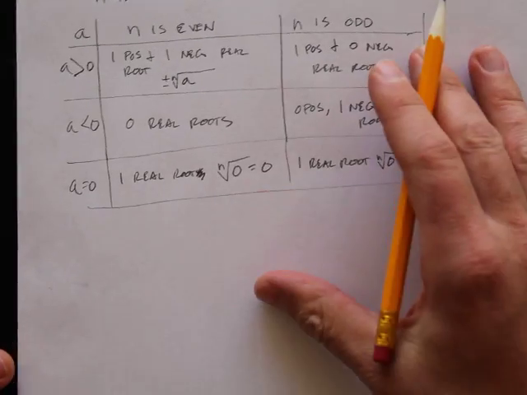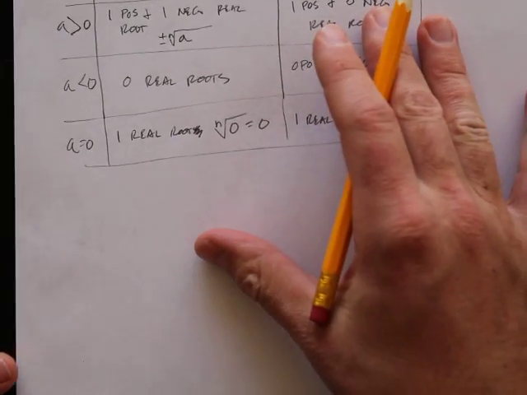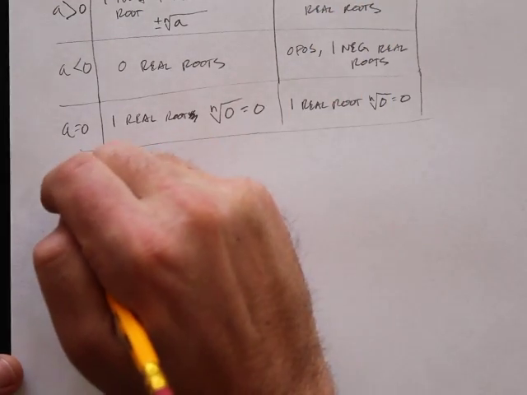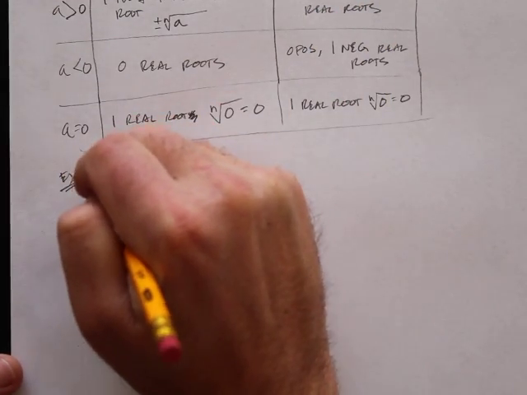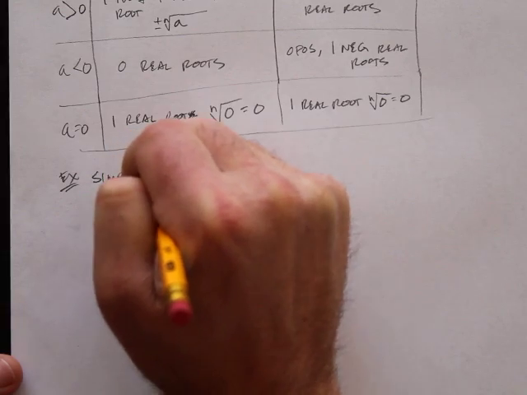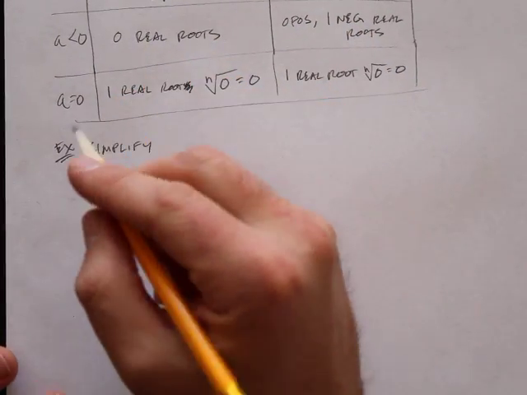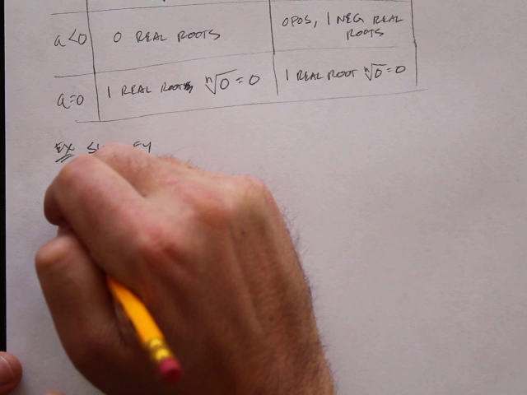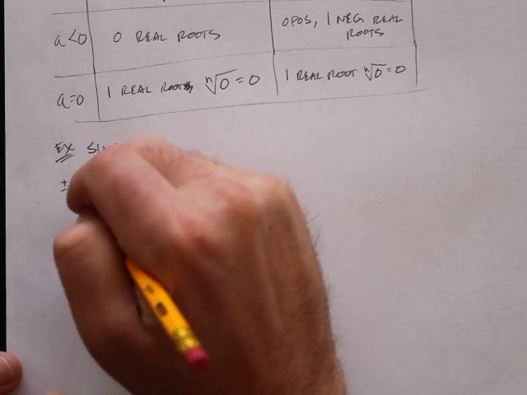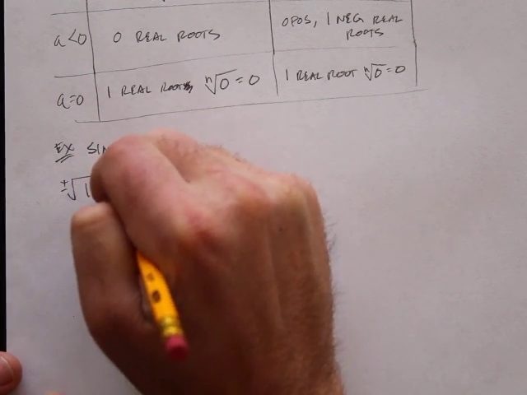All right, we've got this whole thing filled out. Let's see if we can put this to use now. So we're going to simplify plus or minus the square root of 16y to the 4th.